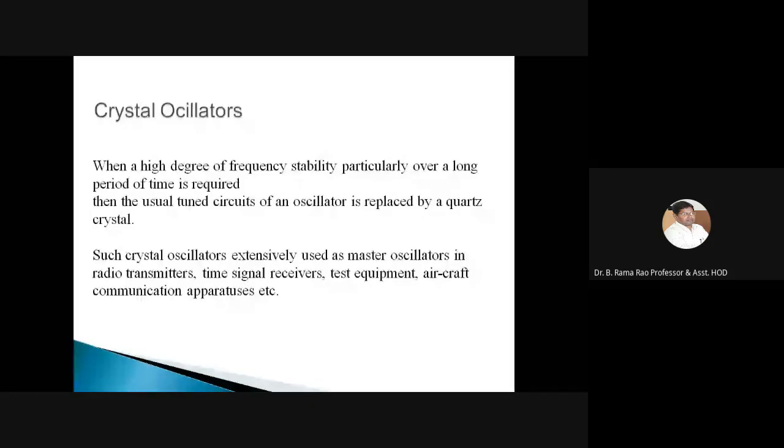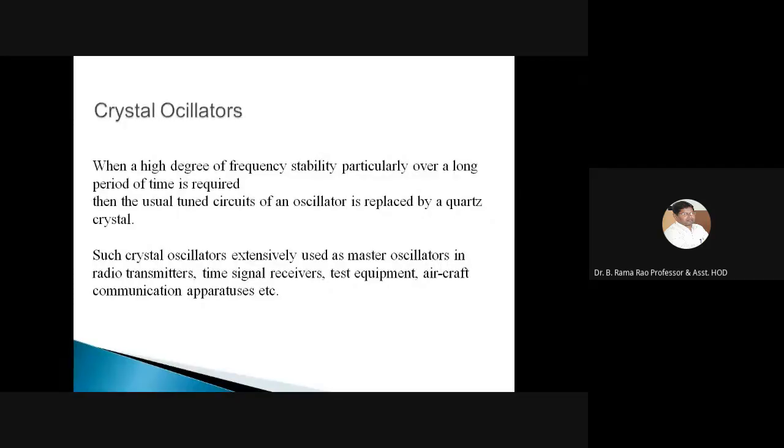The necessity of the crystal oscillator came into the picture when a high degree of frequency stability is required, particularly over a long period of time. Then we replace the tuned circuit of the oscillator with a quartz crystal.